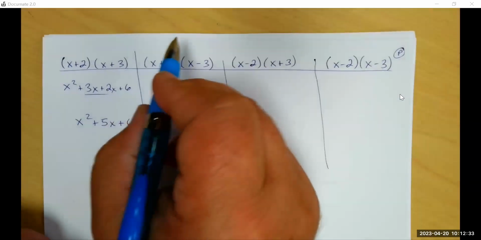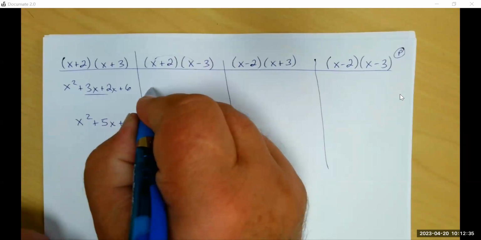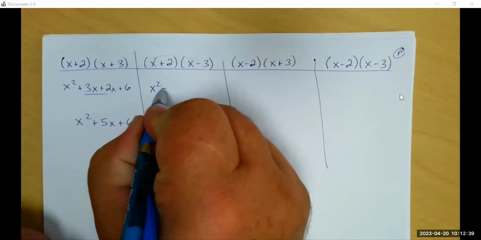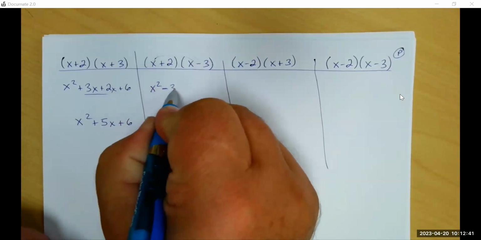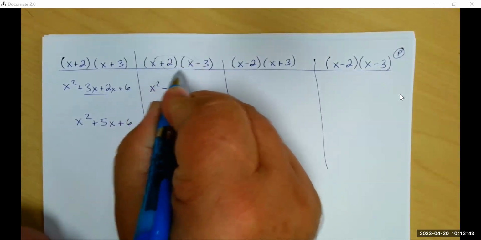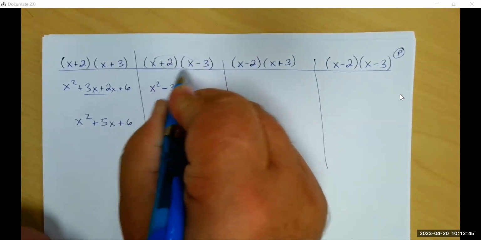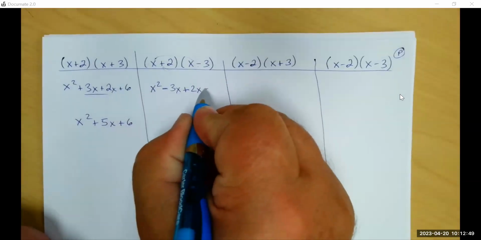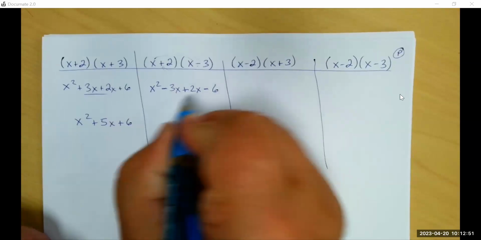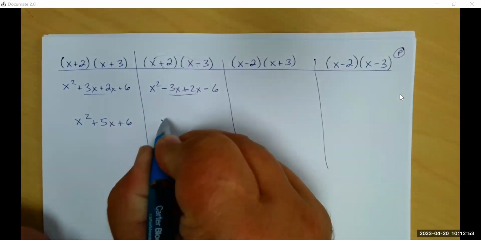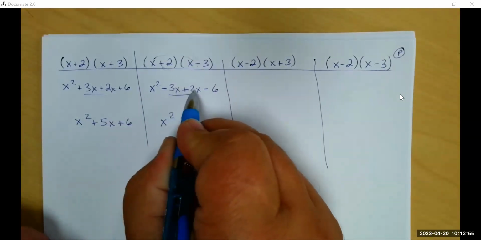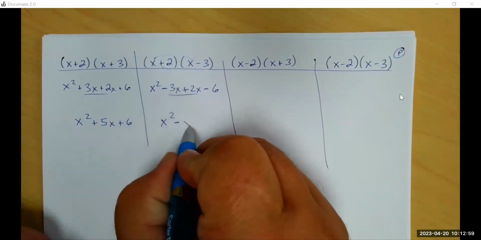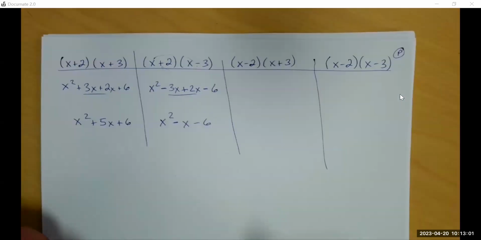Now these change because we have different signs. X times x, x squared. Positive times negative is negative. X times 3 is 3x. Positive and positive is positive. 2 times x. Positive times negative is negative. 2 times 3 is 6. So we get x squared, negative 3 plus 2. 3 is bigger. 3 minus 2 is 1. That one.